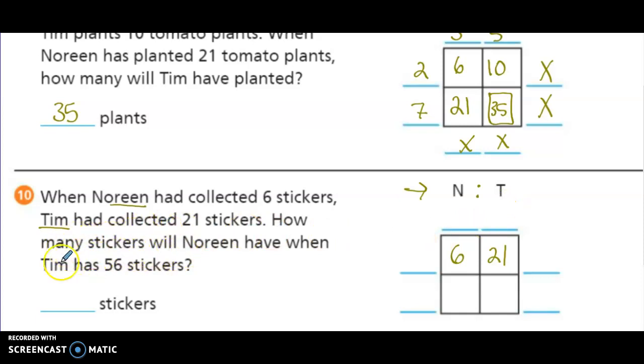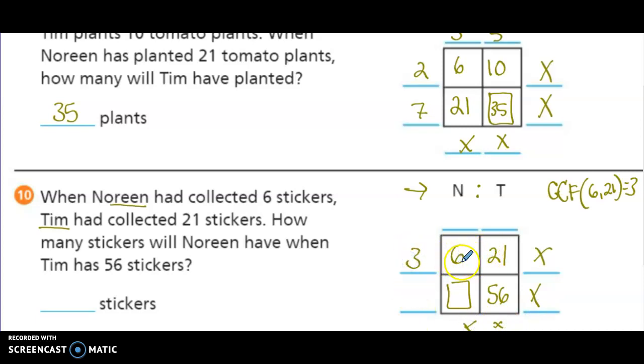How many stickers will Noreen have? Oh, little different one now. How many will Noreen have when Tim has 56? Okay, so I'm going to look at my row with the 2 given values. Rows run left to right. Greatest common factor of 6 and 21 is 3. So we don't need to fill out these or the bottom ones.